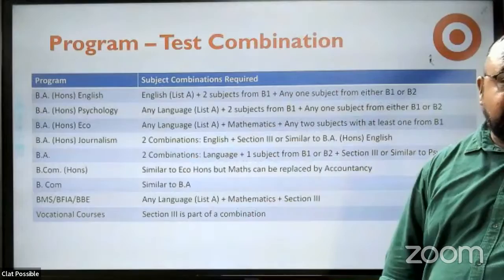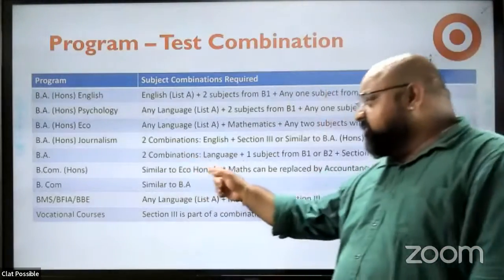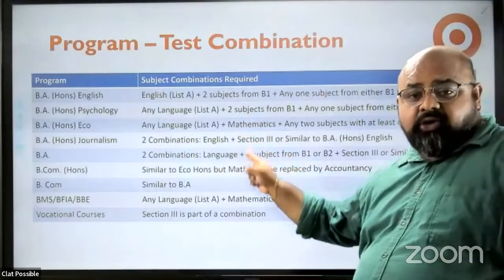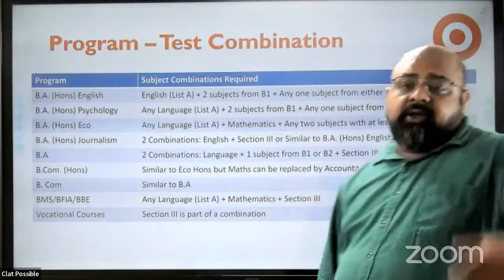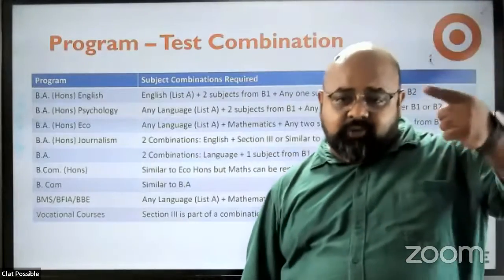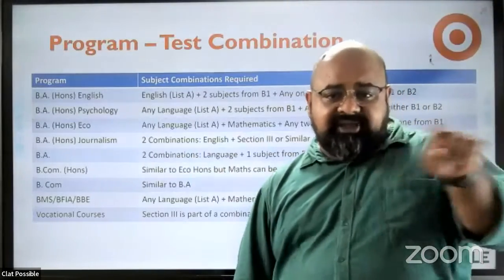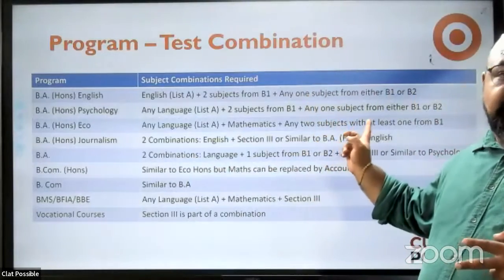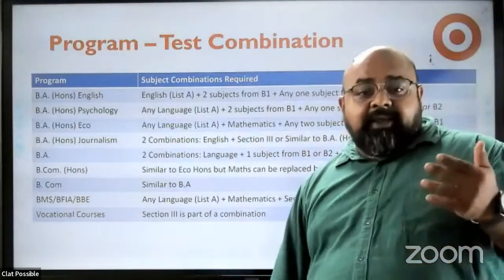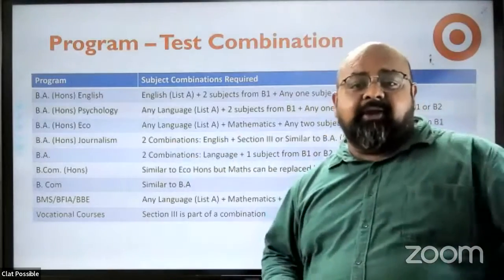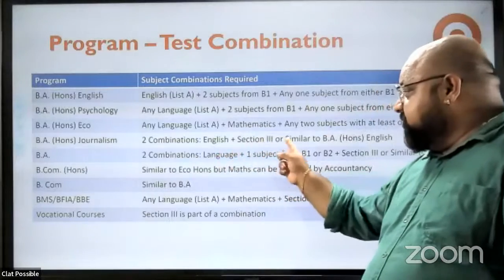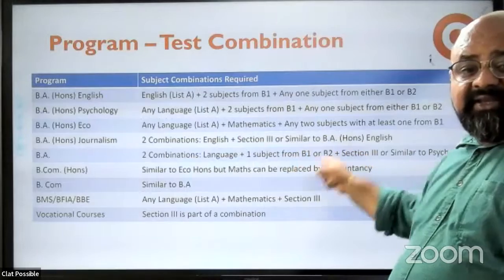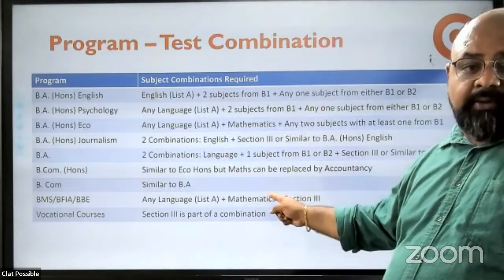If I'm looking at BCom honors, it is similar to eco honors, so you have to have maths. Suppose you don't have maths and you still want to go to BCom honors, you can replace it with accountancy. So for BCom honors, the selection becomes one language, maths or accountancy, either one of them, and then two subjects with at least one from B1. If you're applying for BCom, that is similar to the BA program. So again, one language plus one subject from B1, B2, and section 3 can help you to apply to the BCom program as well.